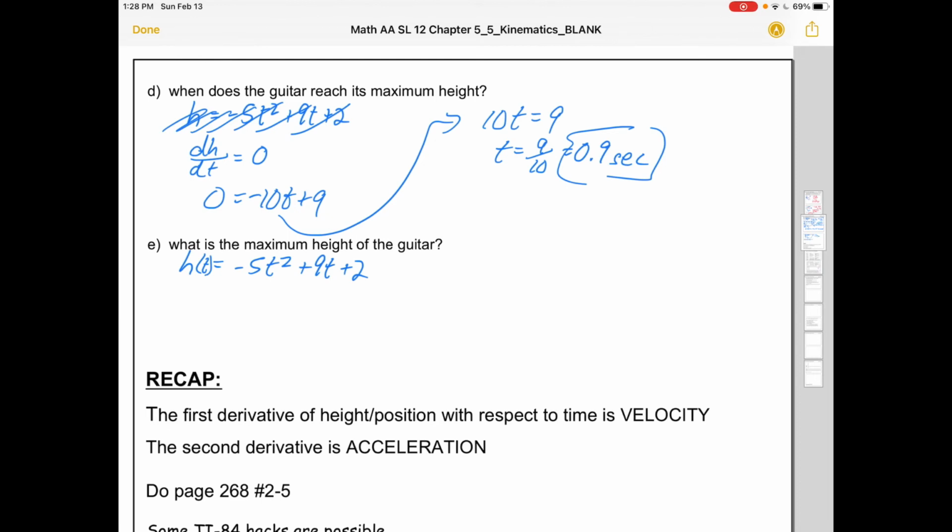So h of t is going to be negative 5t squared plus 9t plus 2. And we just need to sub in this time. So this is when it happens. How high up is it? Well, let's just see.